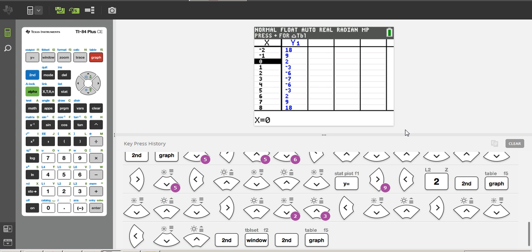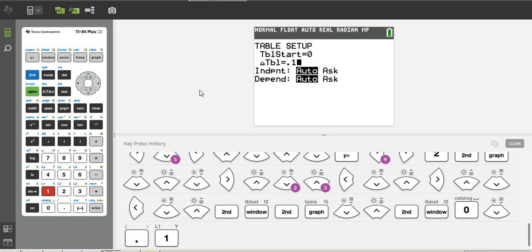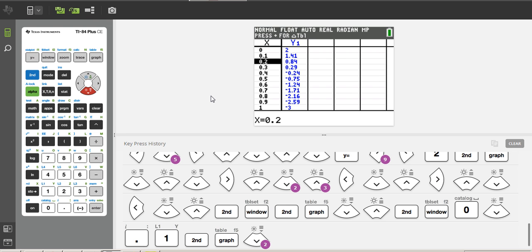So I know that I want to be between 0 and 1, so this time I'm going to go to second table set, that's above window, and I'm going to start my table at 0 this time. And this time, that means tell how many numbers you want to change each time. Let's go by 0.1 this time, instead of by 1. So that's going to change the table, so now you can see we're going by 0.1, 0.2, we're increasing by 0.1 each time.